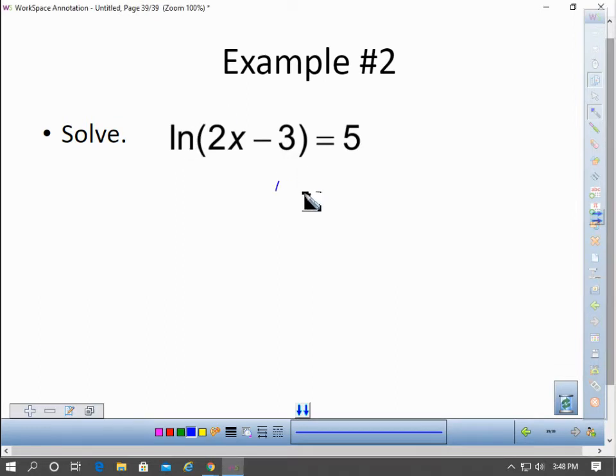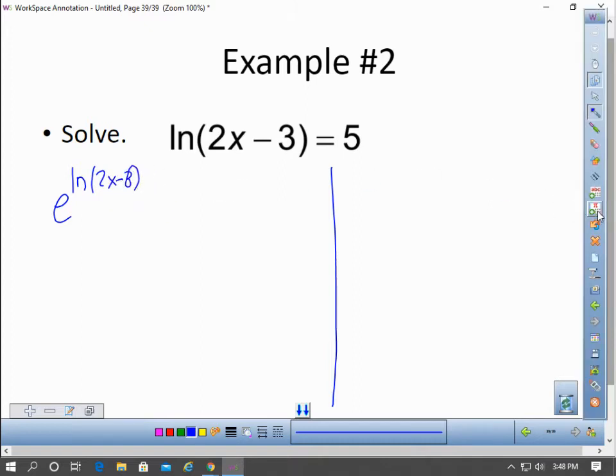And there's two ways to do this problem. They both end up the same way, but there's two different ways of thinking about it. One thing you can do is raise both sides to an exponent of e. So it would be e raised to the natural log of 2x minus 3 equals e raised to the 5. You make these two expressions your exponents, moving them both to the power of a base e.